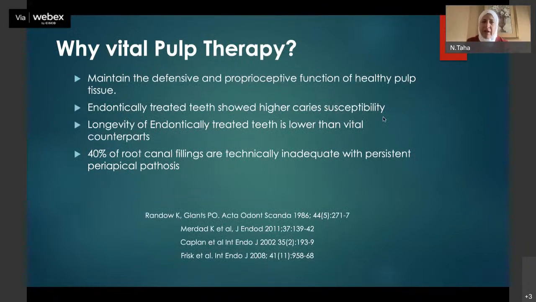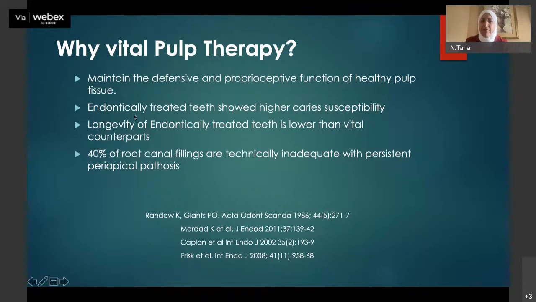But why should we attempt vital pulp therapy? Because it has several advantages. The most important one, according to Rondeau and Glantz, is maintenance of the defensive and proprioceptive function of the healthy tissue. If you have a healthy tooth, no root canal, and you bite on a hard object, it will give you a sensation that you are overloading your tooth, so you will open your mouth. But if the tooth is root-filled and you bite hard on an object, there is lack of proprioception, which will lead to fracture of the tooth.